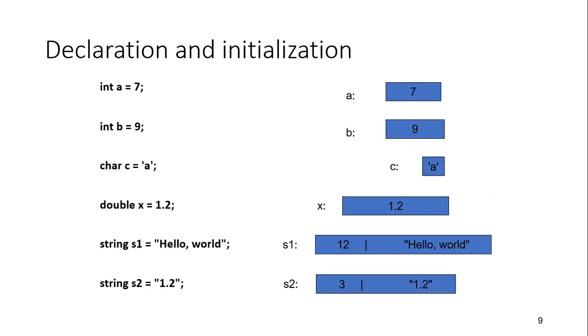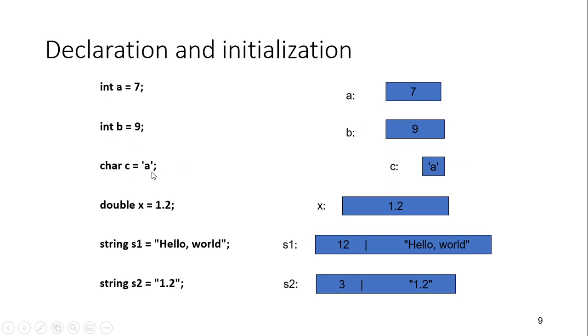Now, we have done declaration and initialization. These are just included here for the sake of completion. You declare a variable, it is created in RAM, you assign it some initial value. Ideally, this is what you should be doing. Before you use any variable, you should try to initialize it.